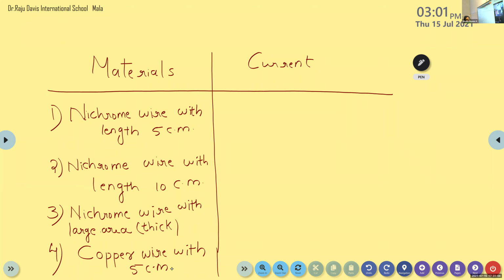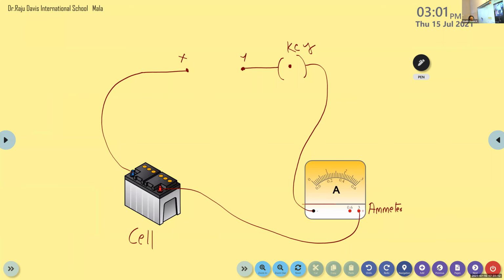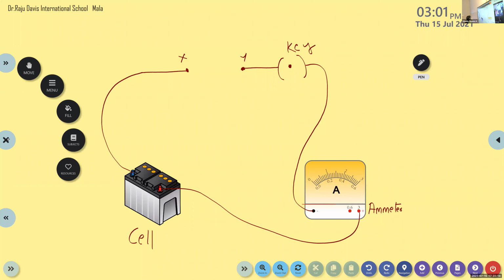Okay, so here we are going to connect all these materials one by one into the gap between X and Y. So here first we are going to connect the nichrome wire with the 5 centimeter length in the gap between X and Y. Okay, so we can give another color for this nichrome wire.